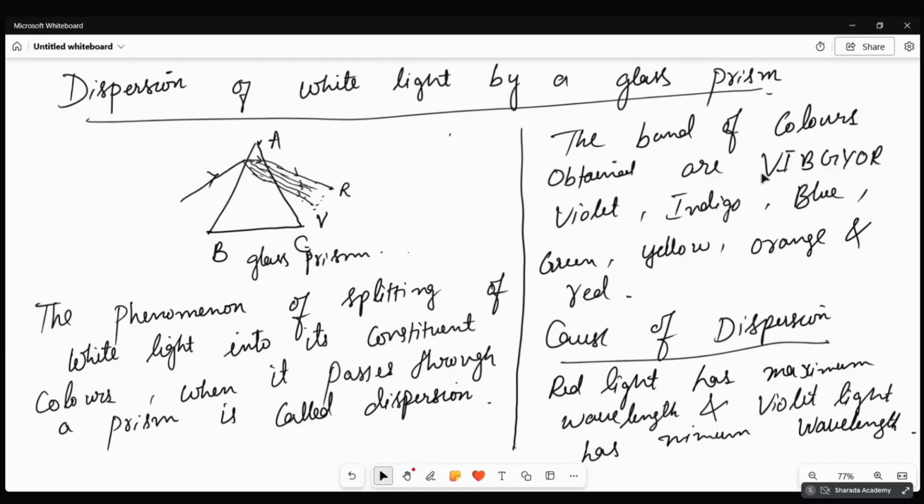Understood now? So the wavelength of red is the maximum and the wavelength of violet is the minimum. So deviation will be least for the maximum wavelength. For red it is least. For violet deviation is more. So since the deviation is there, we can see the different colors. So this phenomenon we call the dispersion of white light.